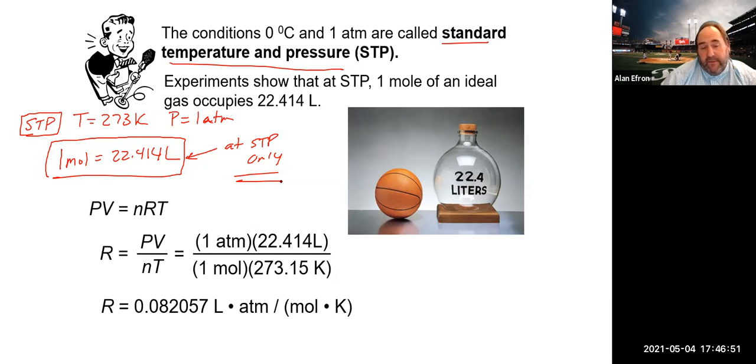Do you have to use that relationship if you are at STP conditions? The answer is no. You could absolutely just put the temperature as 273 into the ideal gas law, and the pressure as 1 atmosphere into the ideal gas law.